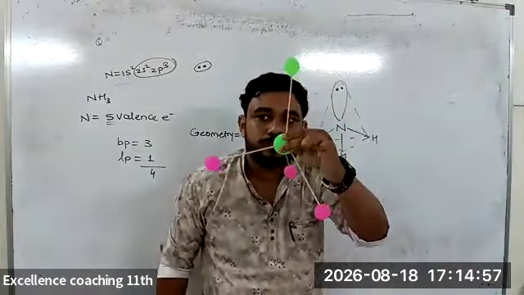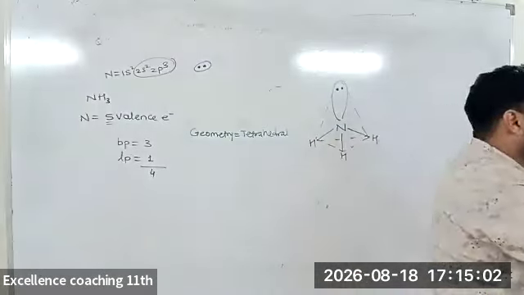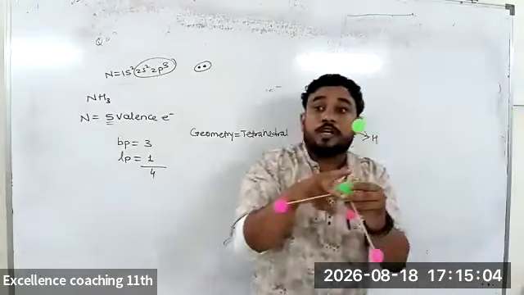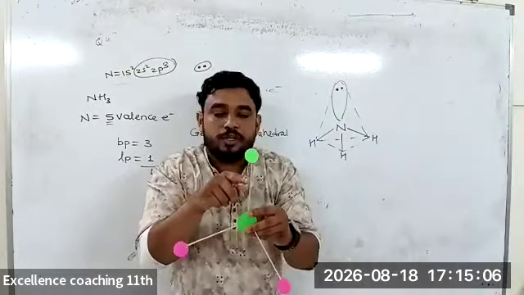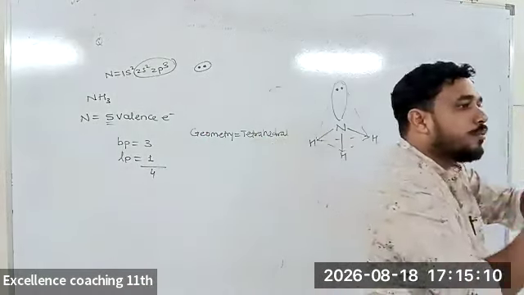Can you imagine this now? Why have I kept the lone pair here? Because of the minimum repulsion. Lone pair, bond pair.